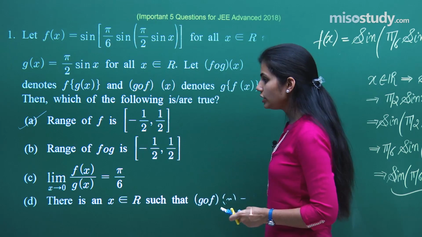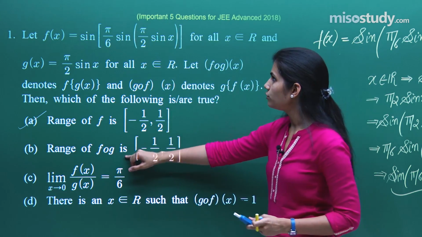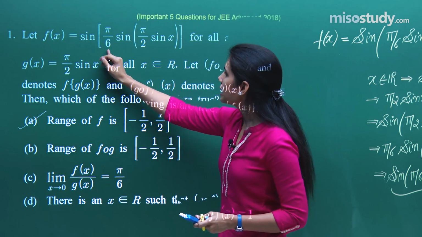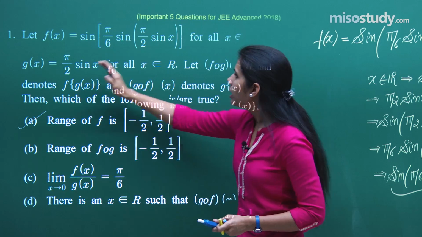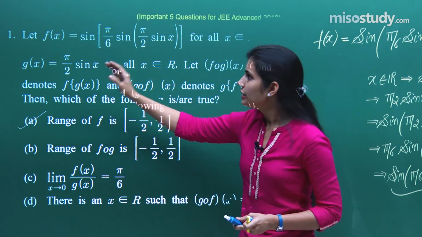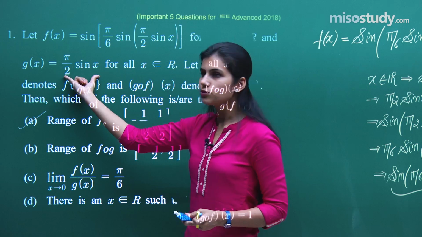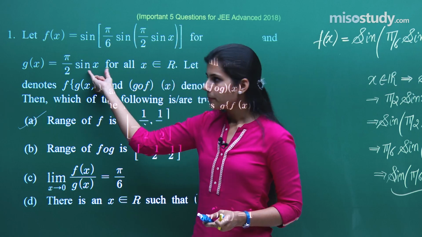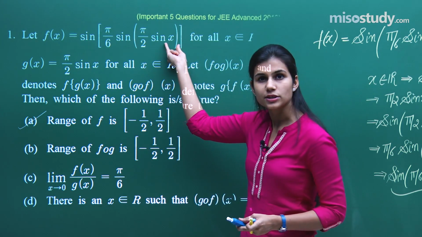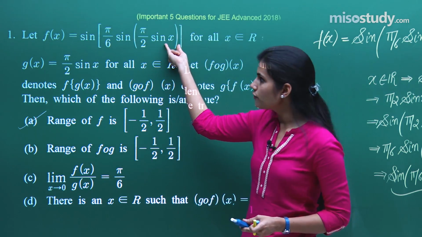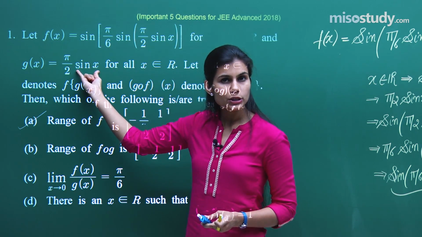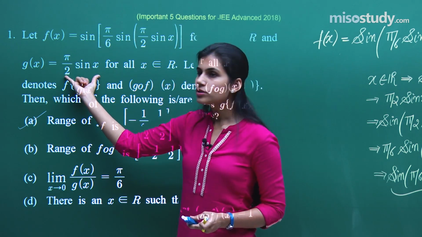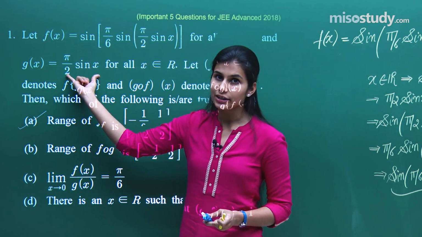Moving on to FOG. Now see, carefully observe what is FOG. FOG is f of g of x. So it will be sine of pi by 6 sine of pi by 2 sine of pi by 2 sine x, right? Just in place of this x, I will have pi by 2 sine x. If I have to find the range of FOG, begin with this x, because this complete expression is sitting over here in place of this x. So when x is coming from the collection of all reals, sine x is landing inside the -1, 1 closed interval. If sine x is landing inside the -1, 1 closed interval, pi by 2 sine x will be inside the minus pi by 2, pi by 2 closed interval.